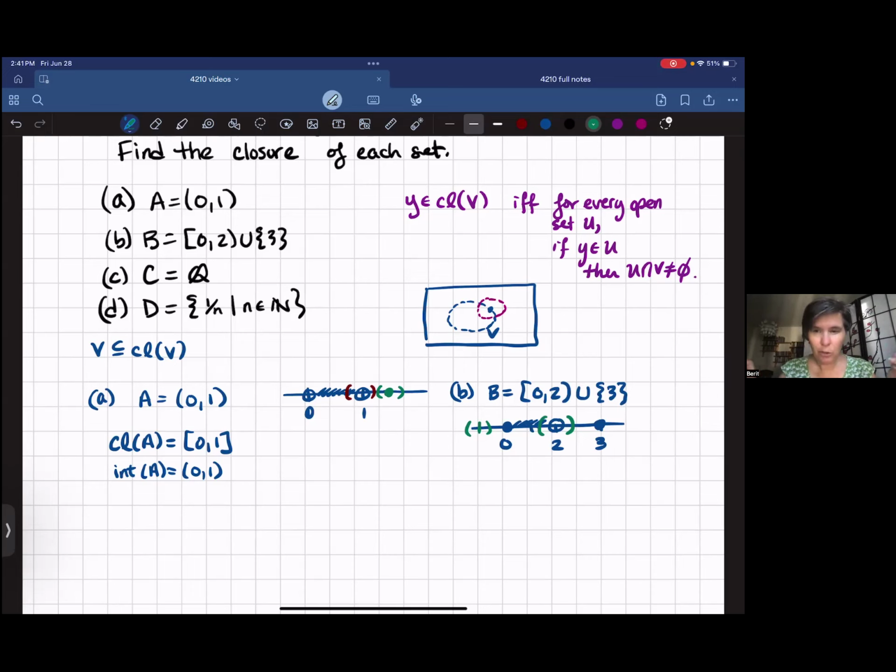What about points between 2 and 3? No, I think you can kind of imagine if a point is between 2 and 3, you could draw a small enough open interval around it to avoid 2 and 3. And then 3 itself we know is in the closure, and points above 3 are not in the closure.